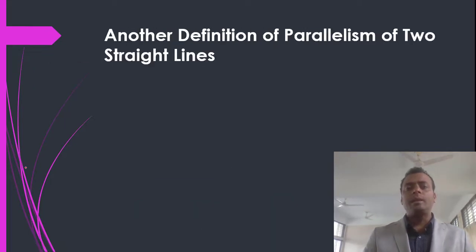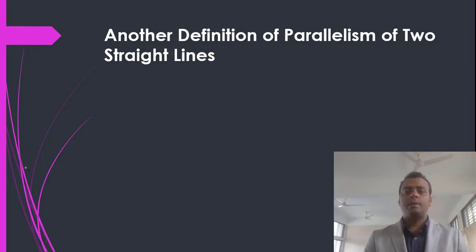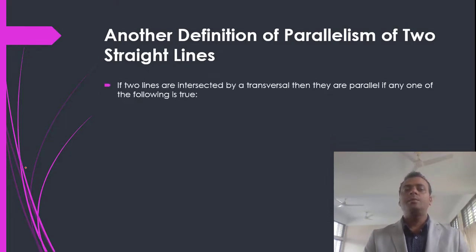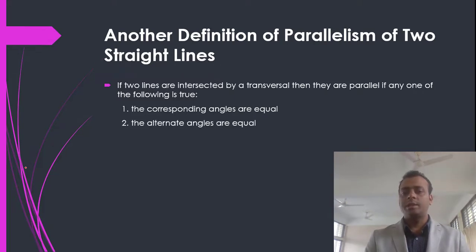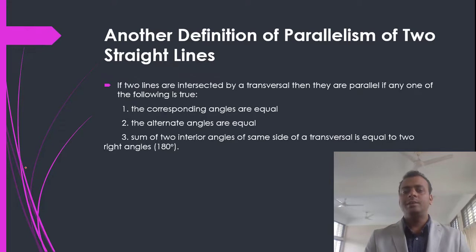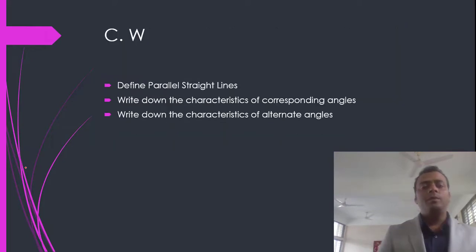Now, another definition of parallelism of two straight lines. If two lines are intersected by a transversal, then they are parallel if one of the following is true. 1. Corresponding angles are equal. 2. The alternate angles are equal. And 3. The sum of two interior angles of same side of a transversal is equal to two right angles, that is 180°. Now, I hope you have understood the concept of parallelism of two lines.